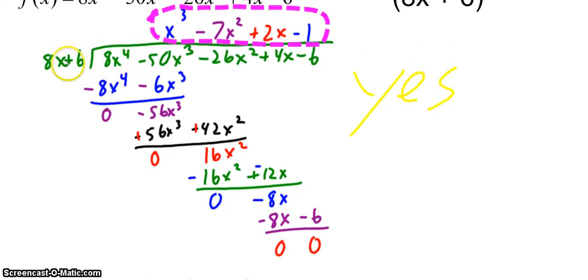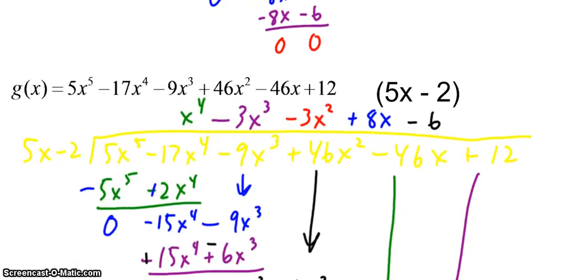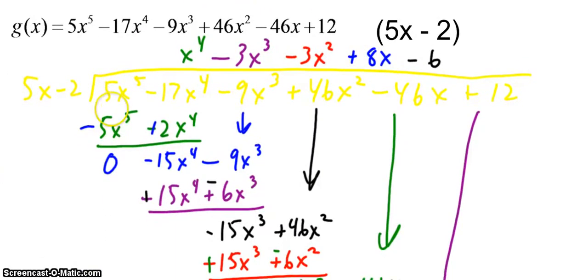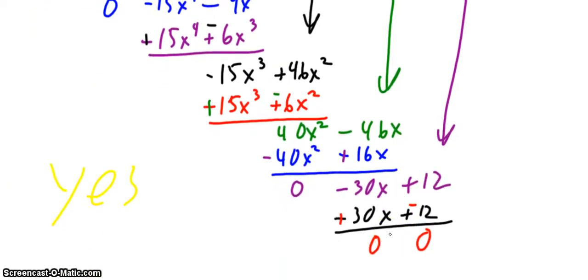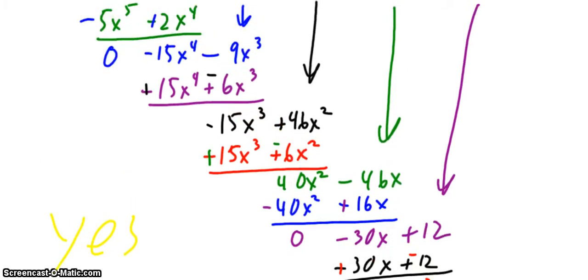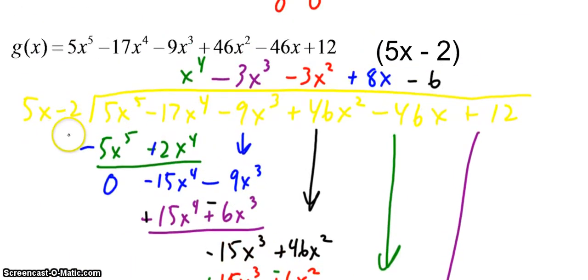I did long division. So here I set up my long division. Here you can see my work. Hopefully it's correct. And I end up with 0 as a remainder. Therefore, it has to be a factor. There's the quotient. That's another factor then. Same with the g of x example. I set up my long division. This was very long, painstakingly long, but I get 0 as a remainder again, so yes. The divisor of 5x minus 2 is a factor, and the quotient of x to the fourth minus 3x cubed minus 3x squared plus 8x minus 6 is also a factor.